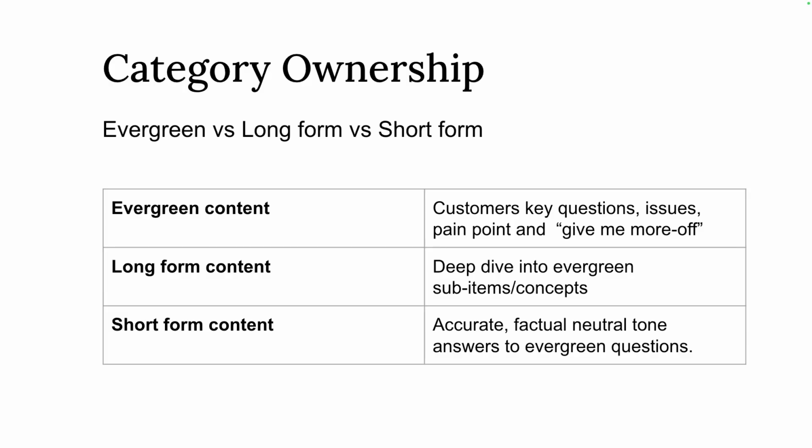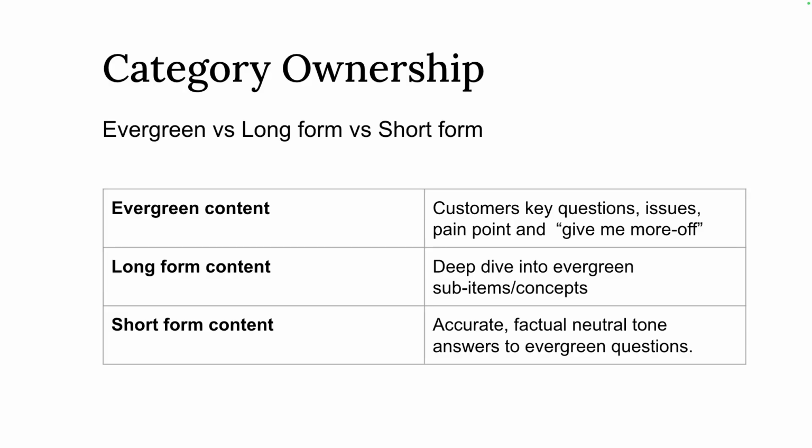Right, then short form content is derived from both evergreen and long form content. Short form content is typically question and answer. It's accurate, factual, neutral-tone answers to evergreen questions. Typically a question would be a sentence of, say, 10 to 20 words, and the answer should be between 40 to 90 words. It's extracts that LLMs can quickly grasp, synthesize, and put onto their systems.